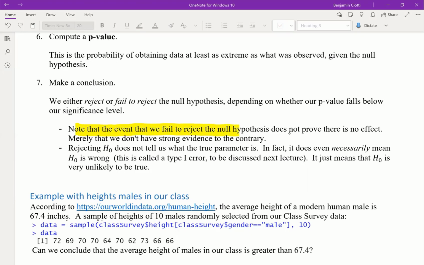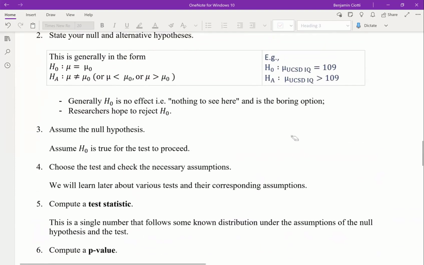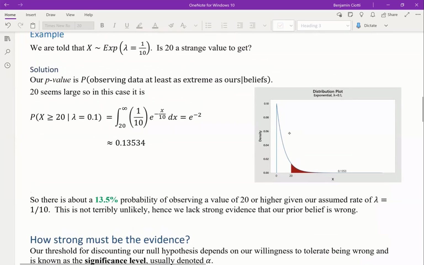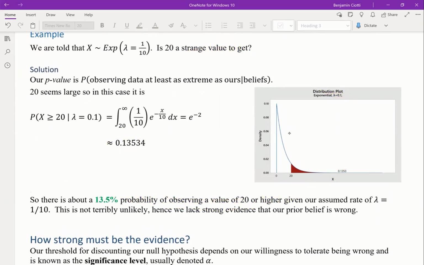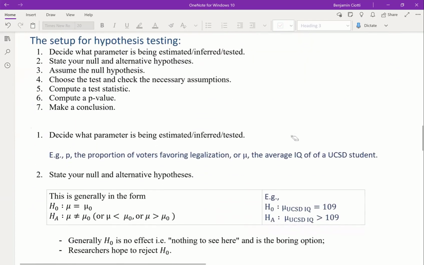Just because you fail to reject the null hypothesis, that does not prove that there's no effect. It just means that you didn't have good enough evidence. It might mean, for example, that you got unlucky. It might mean that you need to redo the test, but with a greater sample size, for example. Like if we go back up a bit to my earlier example here, I found a p-value of 13%. So it's unlikely the prior could have been wrong in this case. We just didn't get strong enough evidence to overturn it.